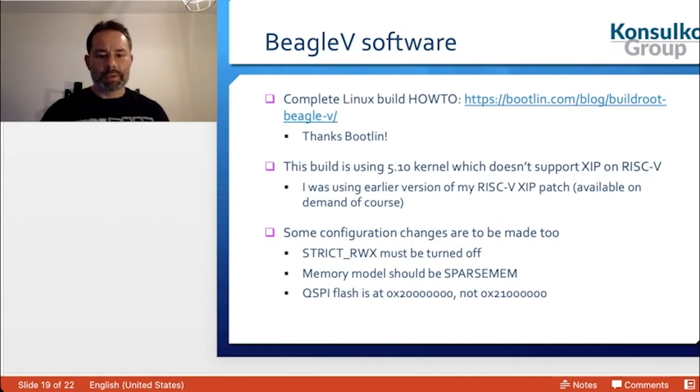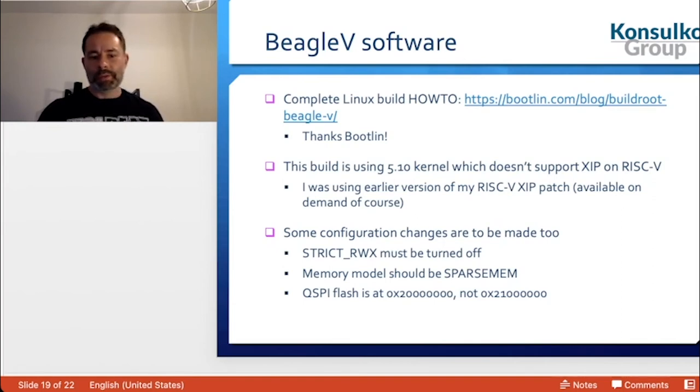This build is using the kernel 5.10, and that kernel does not support XIP on RISC-V out of the box. So I dug up an earlier version of my XIP patch for RISC-V, and this patch is also available on demand, even though not available in the mainline. And after some very short tweaking, I was able to make it run.